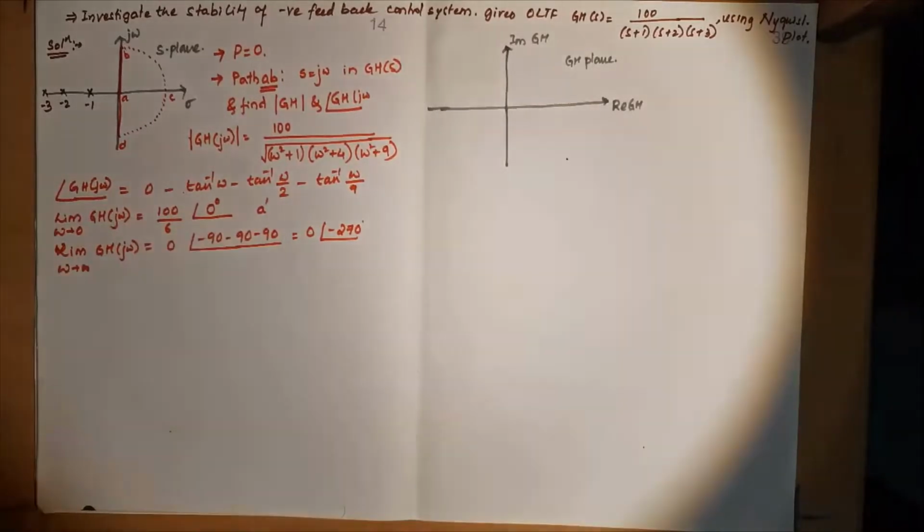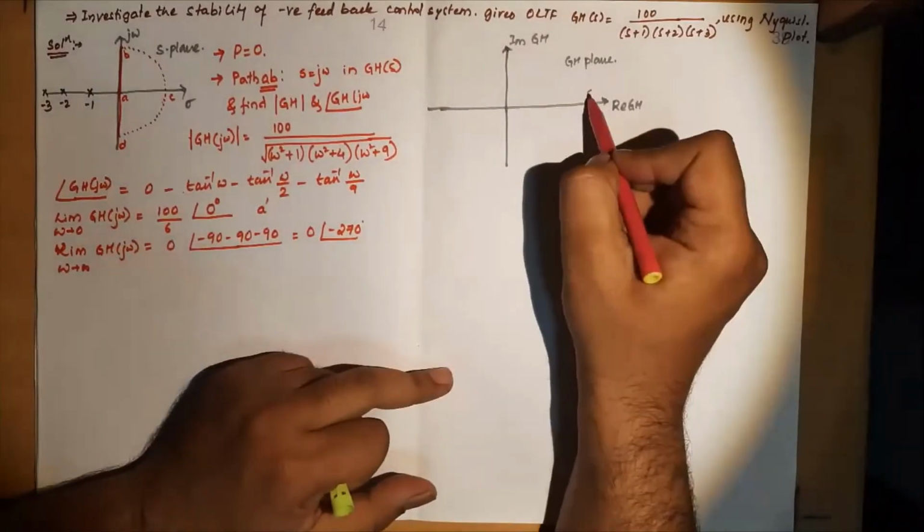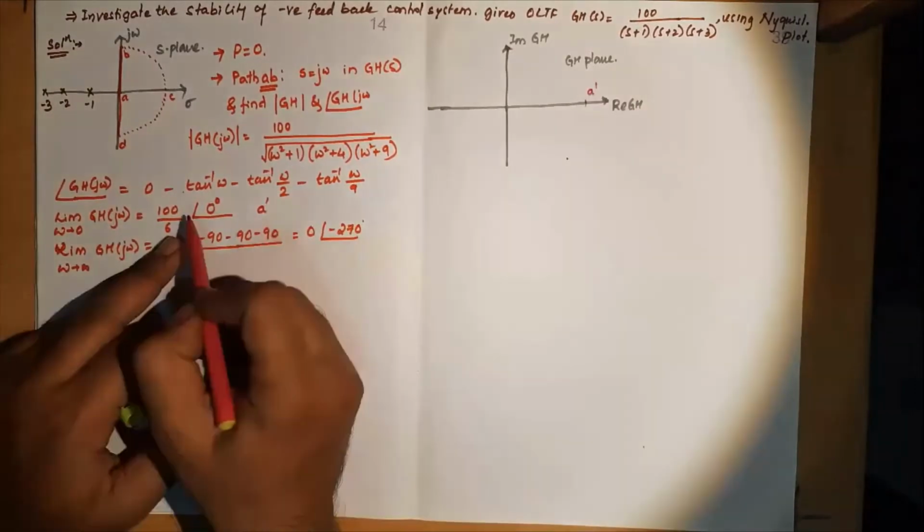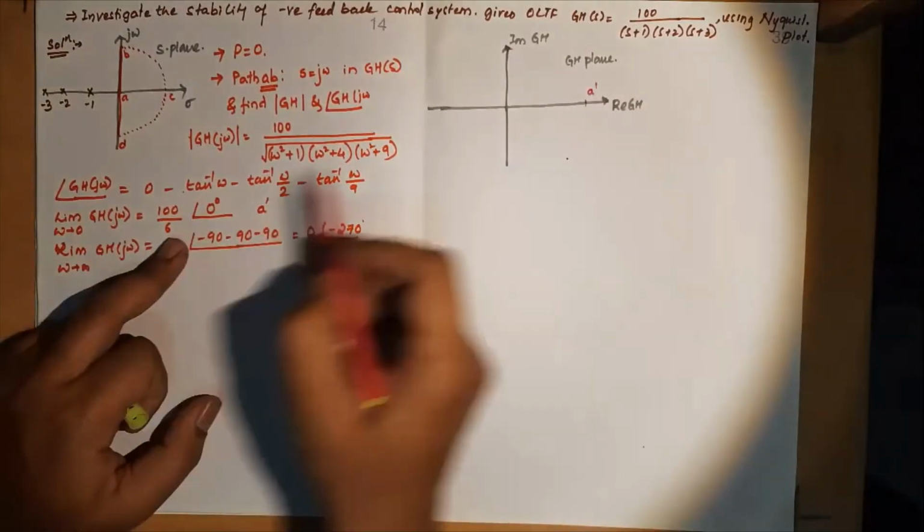Okay, 100 by 6 is approximately 16.66. So it's not required to draw up to scale. More importance for this numerical is given for the shape of the plot and calculation of some key parameters. So please remember, for the Nyquist plot, even if you don't draw it on the graph sheet in the exam, that is well and good. But some calculations will remain the same and the shape has to be correct. Shape of the plot has to be correct. Okay.